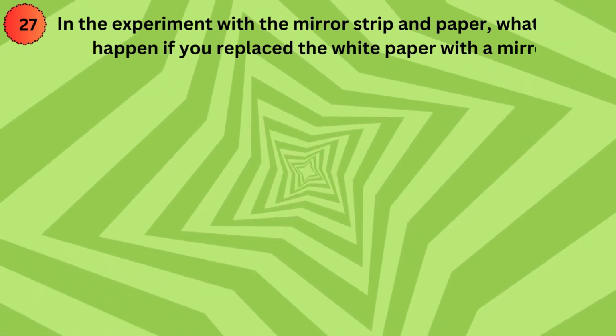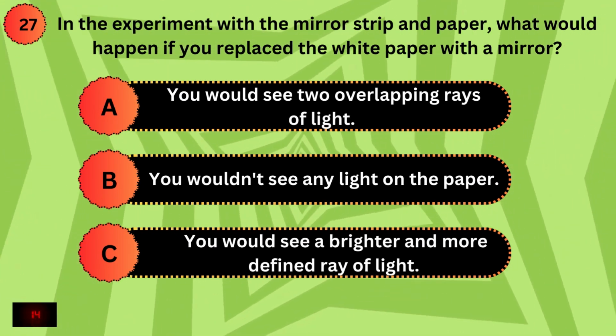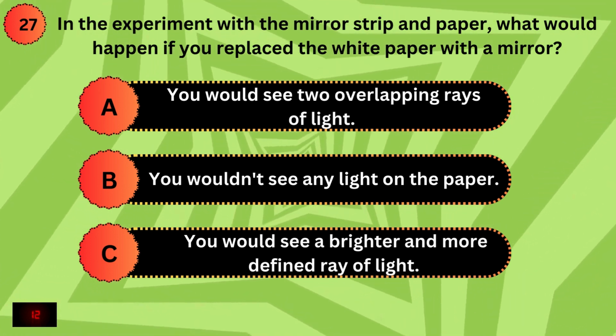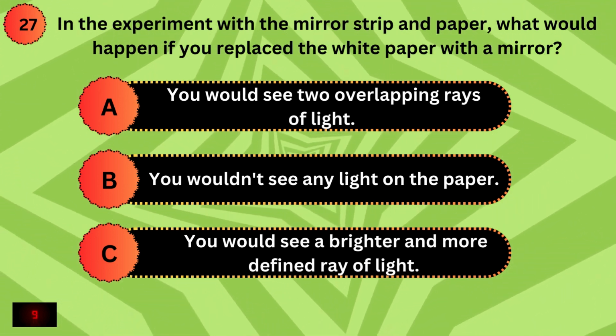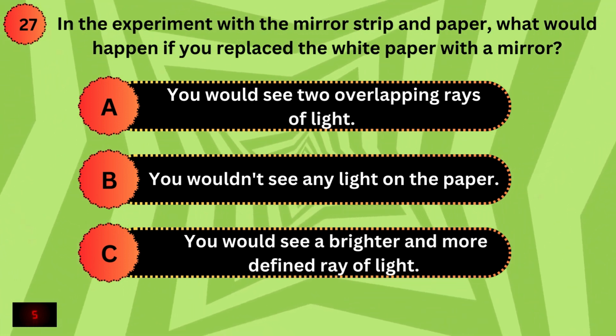In the experiment with the mirror strip and paper, what would happen if you replaced the white paper with a mirror? A. You would see two overlapping rays of light. B. You wouldn't see any light on the paper. C. You would see a brighter and more defined ray of light.